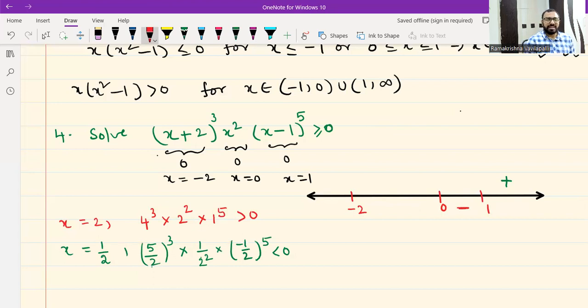Now substitute any number between -2 and 0. Let us take x equal to -1. So the given expression is 1 cube, -1 whole square, nothing but 1. This is -2 whole to the power of 5.